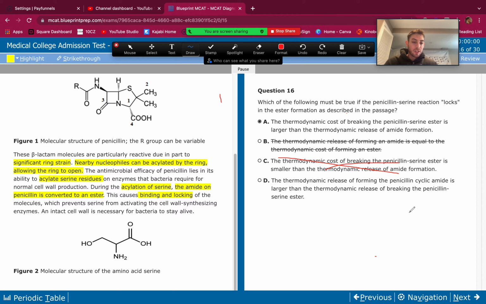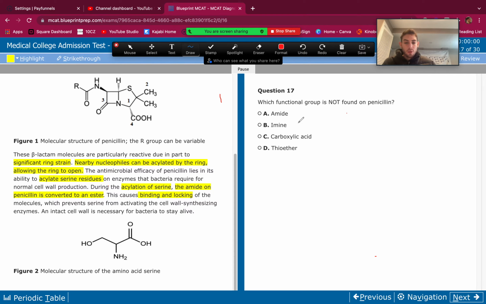D. The thermodynamic release of forming the penicillin cyclic amide is larger than the thermodynamic release of breaking the penicillin-serine ester. Okay, they're saying that it's very spontaneous to make the amide, and it's also spontaneous to break the serine ester. Okay, that is wrong. They're saying that it's larger, it's more spontaneous to form the amide. Again, we don't want to make the amide. We want to make the penicillin-serine ester. Okay, so this is wrong. A is the answer choice.